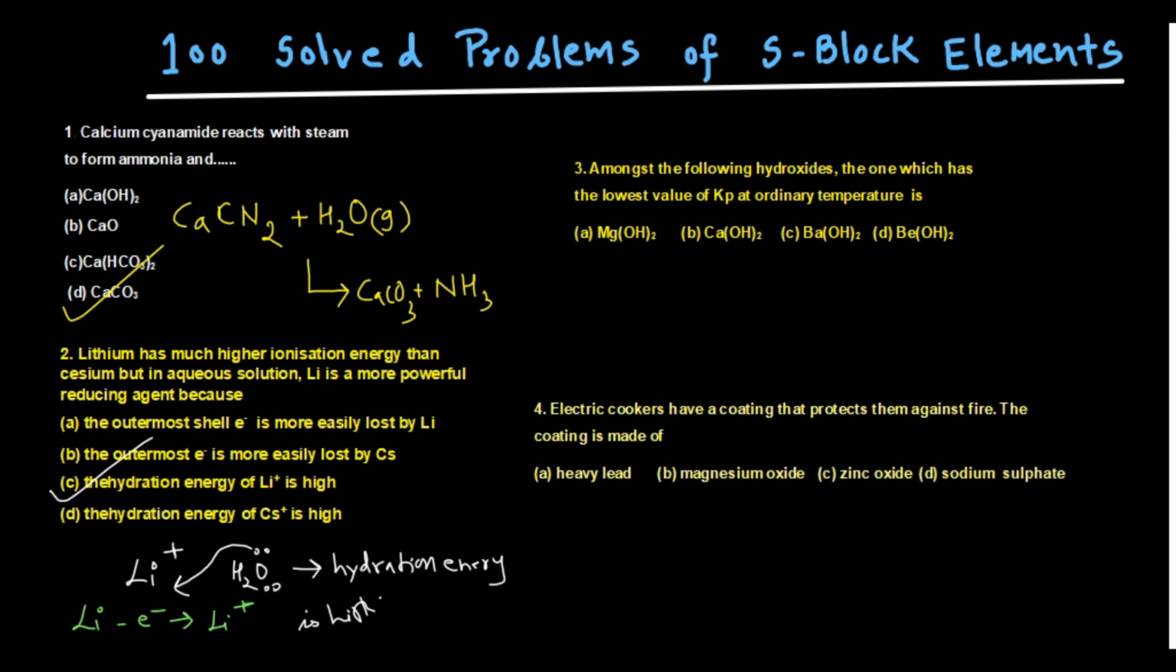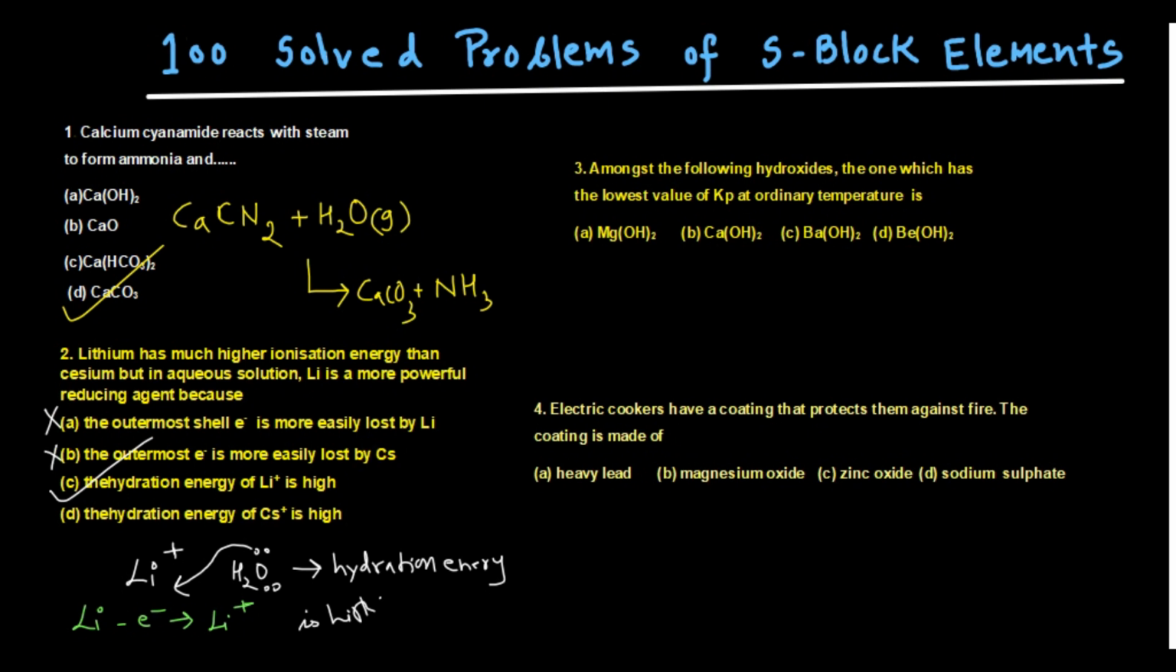However, the first option says the outermost electron is easily lost by lithium. No, it is not possible, because the question itself says the ionization potential is very high. So this option cannot be correct, and you can straightforward mark it as wrong. Similarly, in option B, the outermost electron is more easily lost by cesium. Of course, the ionization potential of cesium is very low, so its electron would be very easily lost. But the question is about lithium, not cesium, so you can easily discard this option also.